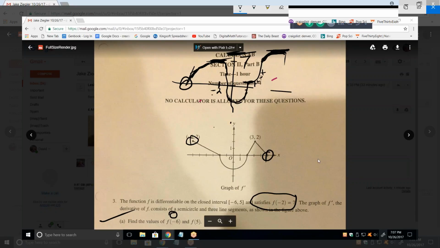No calculator allowed. Does that really matter? Can you read B to me? What is B asking? I can't look at B without losing everything I've written here. Okay. Yeah, it's what is B?